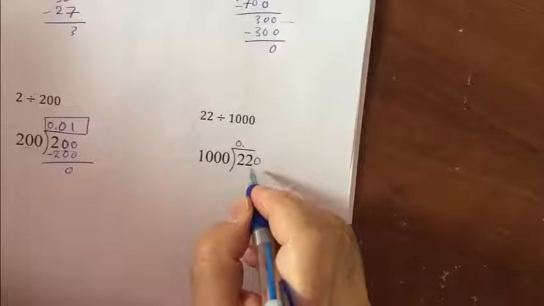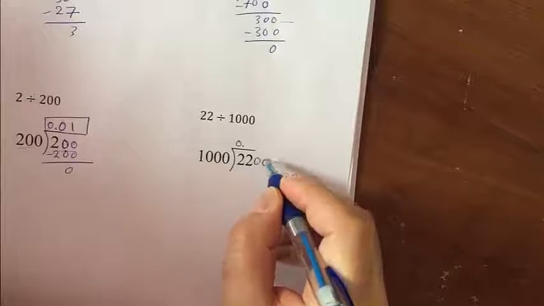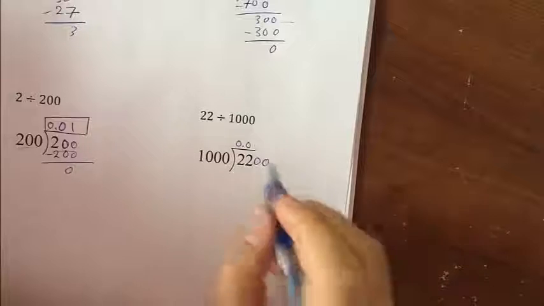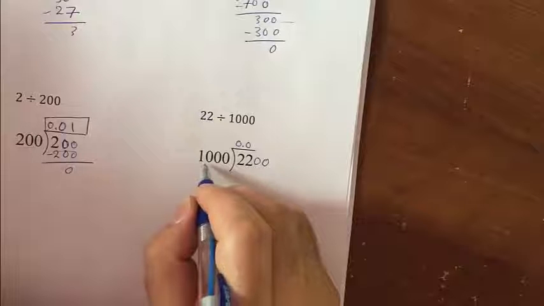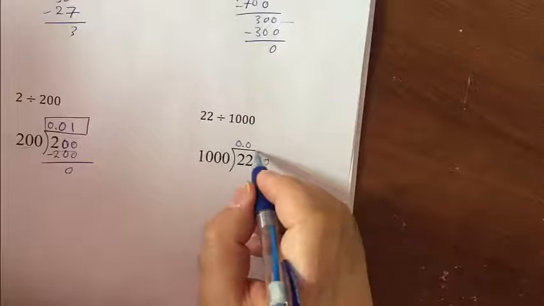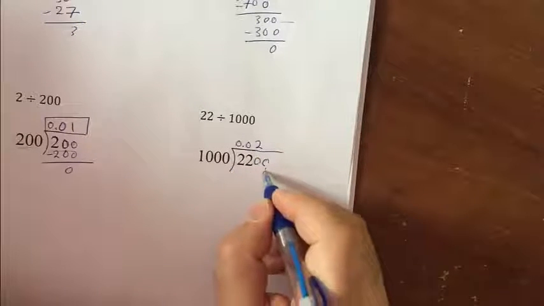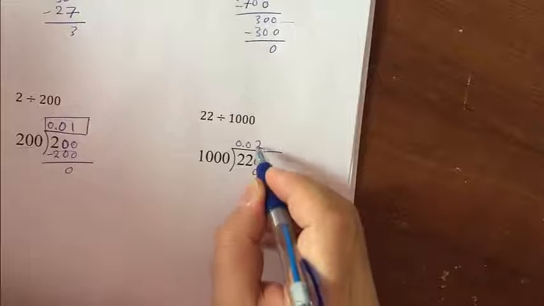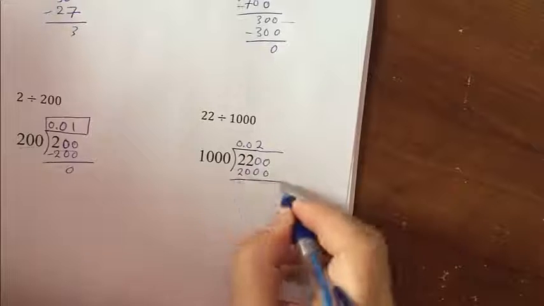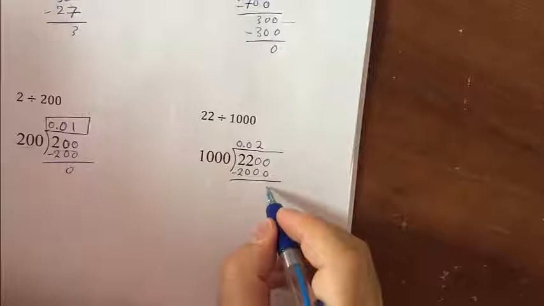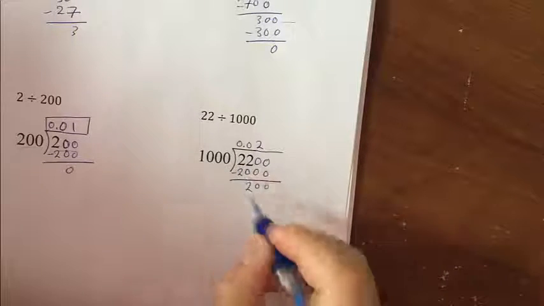Still, 220 is less than 1000. What do we do? We have to increase it again. We put a 0 here, and put a 0 at the quotient, at the answer. Now we have 2200. So 1000 goes into that number how many times? 2 times. 2 times 0 is 0, 2 times 0 is 0, 2 times 0 is 0, 2 times 1 is 2. You subtract it. 0 minus 0 is 0, 0 minus 0 is 0, 2 minus 0 is 2, 2 minus 2 is 0.